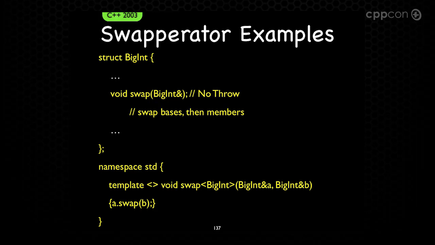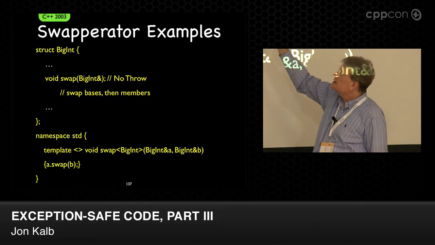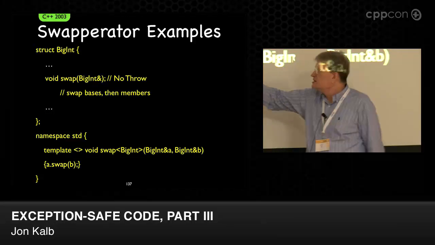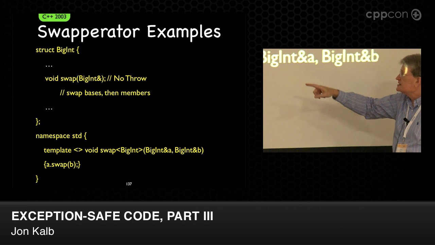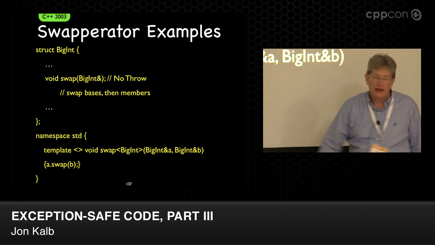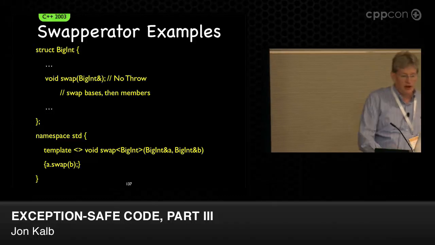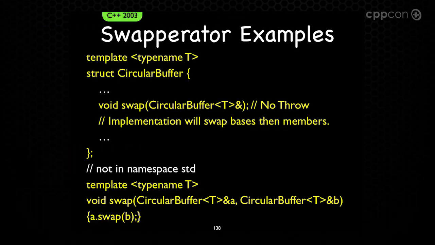Okay, so here's an example. I have this class called BigInt, and I just create a swap. Notice it doesn't say no-throw, but I do have it commented, and I say it will not throw. It swaps the bases and then the members. And then in the standard namespace, I make a specialization here that is a swap of BigInts, and I just call the member in this case. You could implement it however you need, but probably calling the members is as good as you can get.